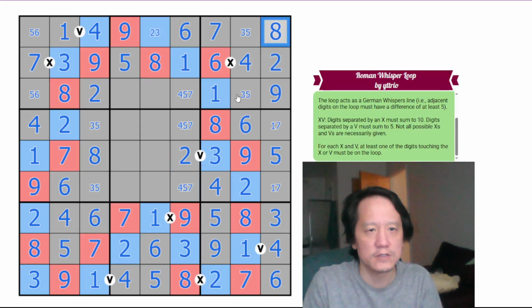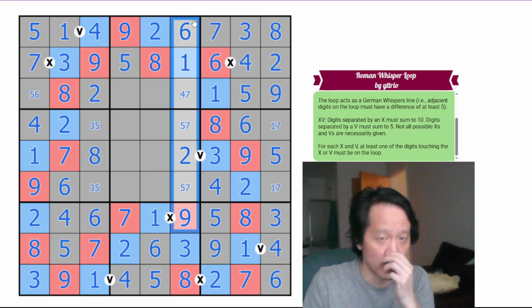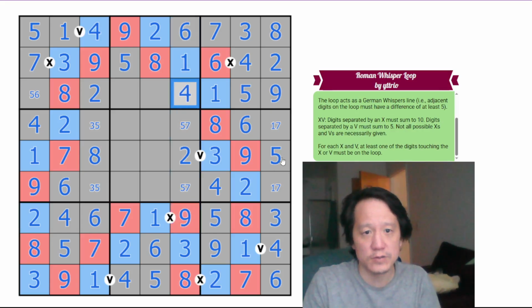This is 8. This 6 eliminates 6 here, so it's 5. This is 3. This can't be 3 because of the 3 in the box, so it's 5. This 3 eliminates 3 here, so that's a 2. This can't be 5 here. This can't be 4. This can't be 4. Where is the 4 in column 6? It must be here. So this is 4.